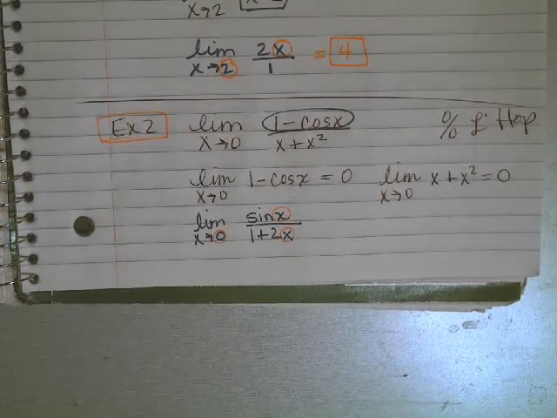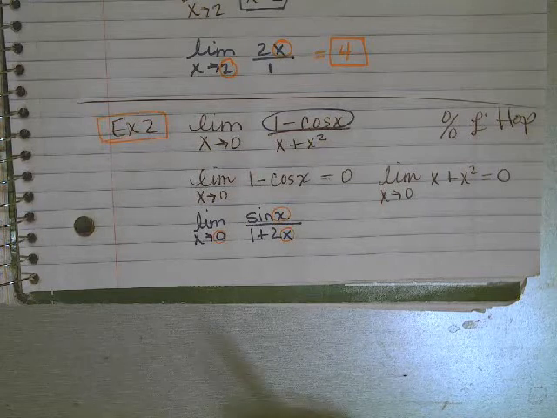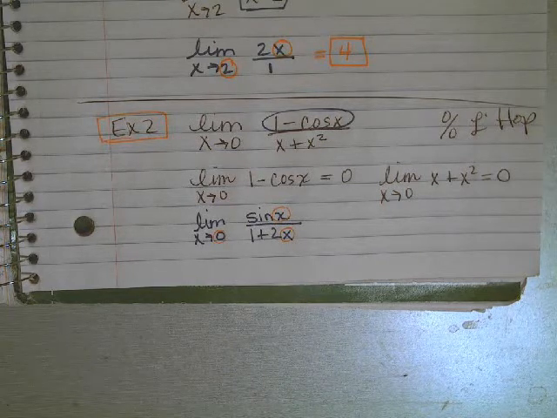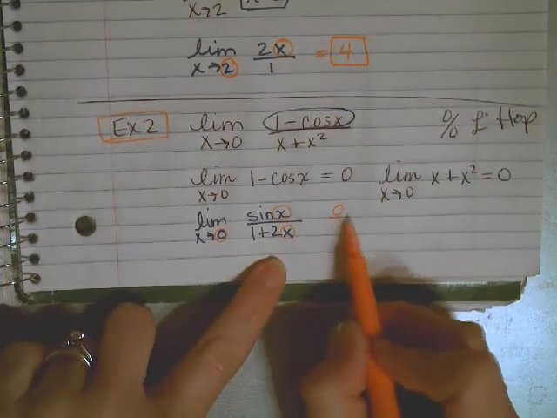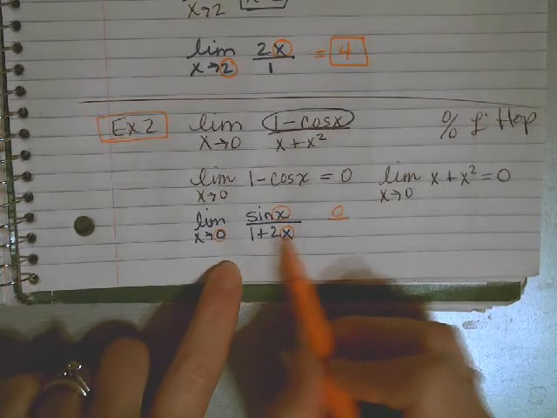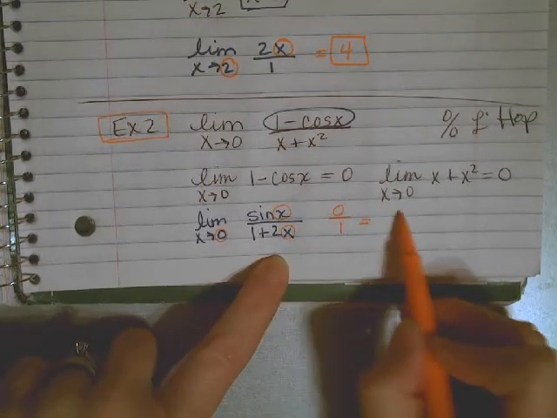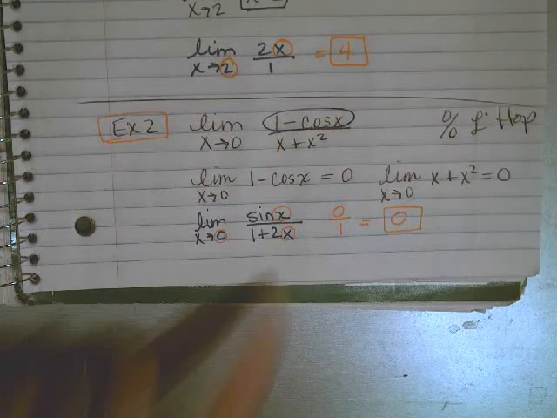I could get another indeterminate form. If I do, I just repeat L'Hopital's rule again. So L'Hopital's rule can be repetitive. So if I plug in 0, sine of 0 is 0. Plug in 0 right here, I get 1. So my limit goes to 0.